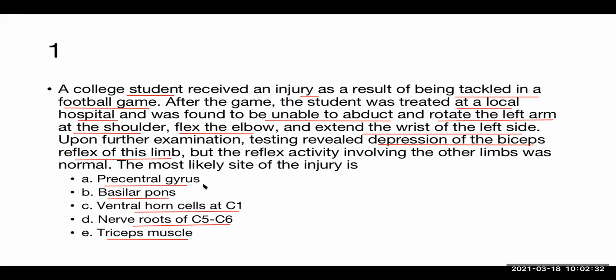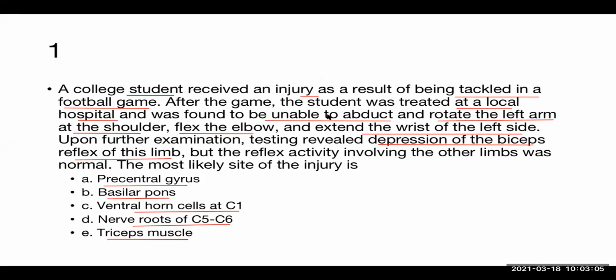Precentral gyrus is the motor cortex. If something has happened in the motor cortex, these are not the clinical clues which would be given to you. The clinical clues will be an upper motor neuron problem. Probably they would say the reflexes show hyperreflexia, there is an increased tone, something like that. But these are not given here.